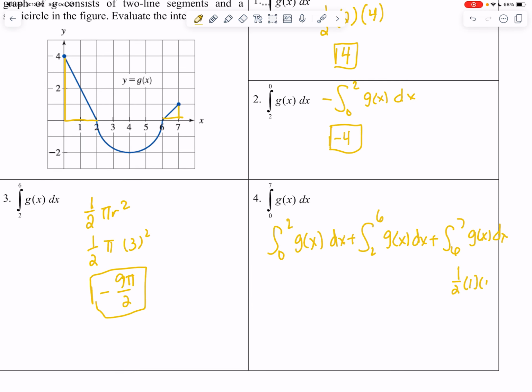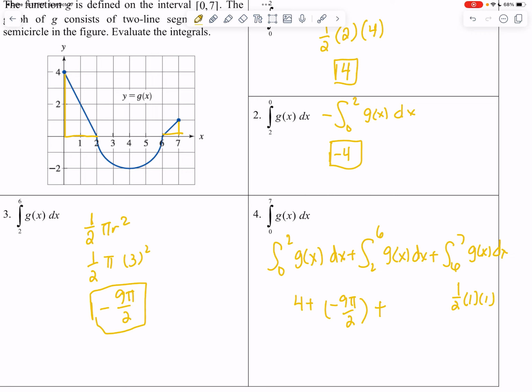We already know that the integral from 0 to 2 is 4. We know that the integral from 2 to 6 is negative 9 pi over 2. And then we know that the integral from 6 to 7, that little small triangle, is just 1/2. So this right here is your lovely answer for number 4.